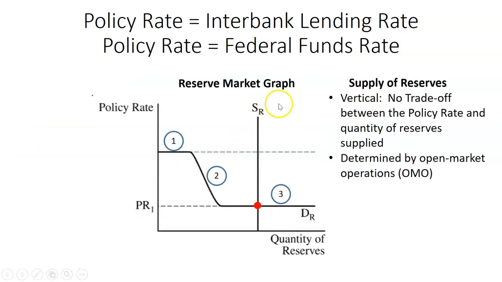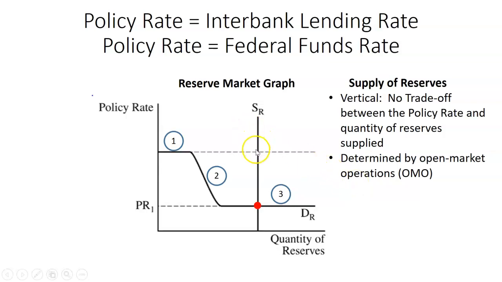The other curve that you have on here is our supply of reserves. Notice that the supply of reserves is vertical, meaning that there's no trade-off between the policy rate and the quantity of reserves that are supplied. The reserves are supplied by the financial institutions, and they are determined by the open market operations, the buying and selling of government bonds.